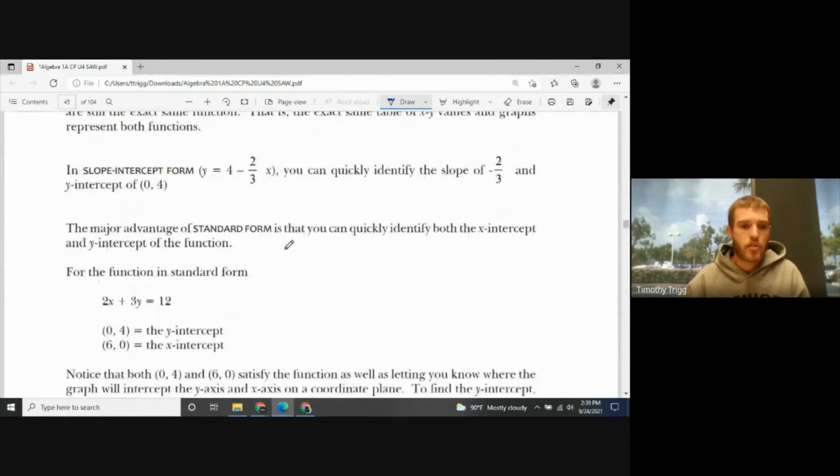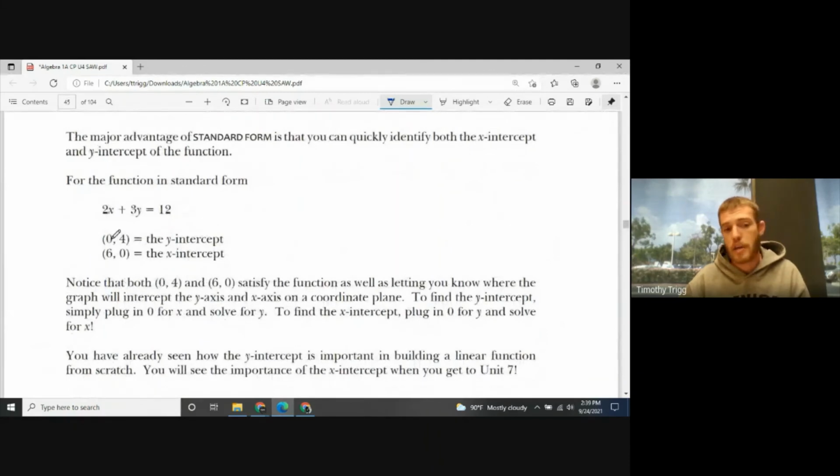Now, a couple of things too. The y-intercept is always 0, something, okay? Which makes sense, right? Because if it's on the y-axis, like let's say it's right here, then this would be 0 on the x, but then the y-coordinate is whatever it is. So the y-intercept is always 0, something. Now the x-intercept is always something, 0. So that gives you an x-coordinate, but the y-coordinate is 0.